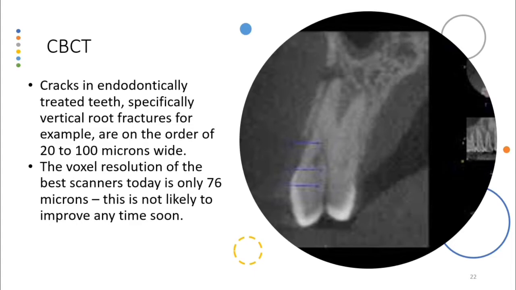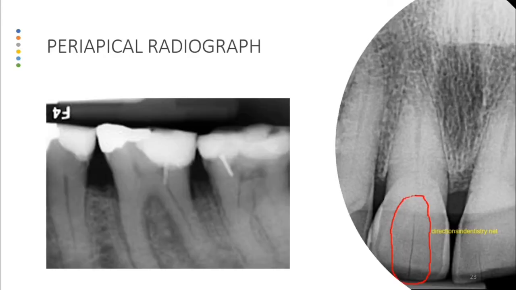Cone beam CT scan is also used to detect cracks in endodontically treated teeth, specifically vertical root fracture. Next is the periapical radiograph, whereby the crack line is visible in the radiograph.